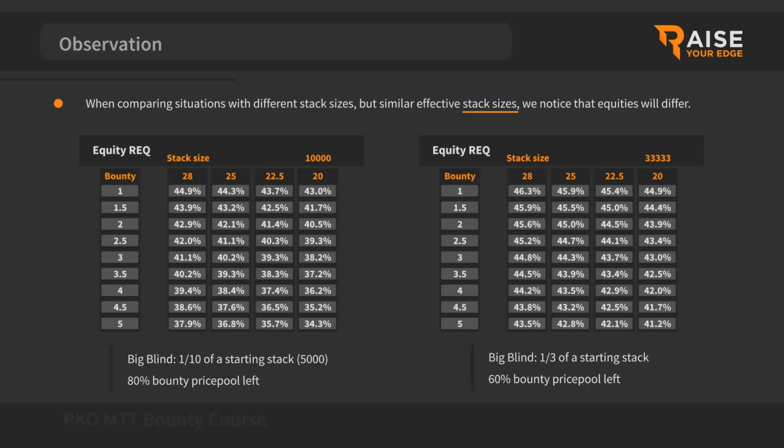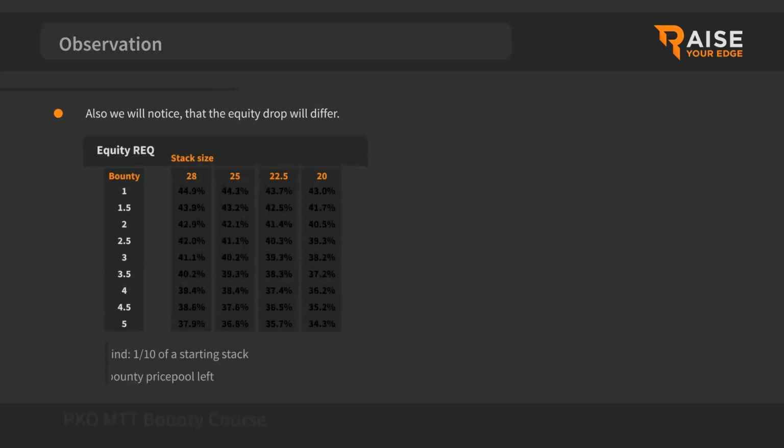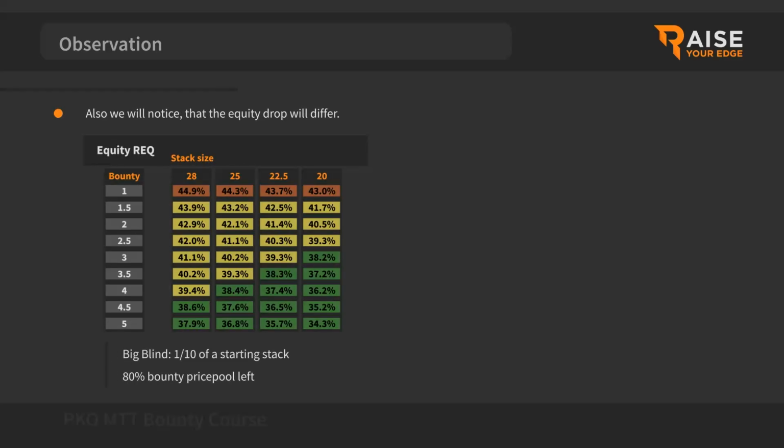So this is the first observation. When stack size compared to the starting stack is big compared to the bounty, then the needed equity will increase and the effective equity drop will diminish. So this is exactly what we observed. The equity drop will differ for different scenarios of stack size compared to the bounty size of the actual player.